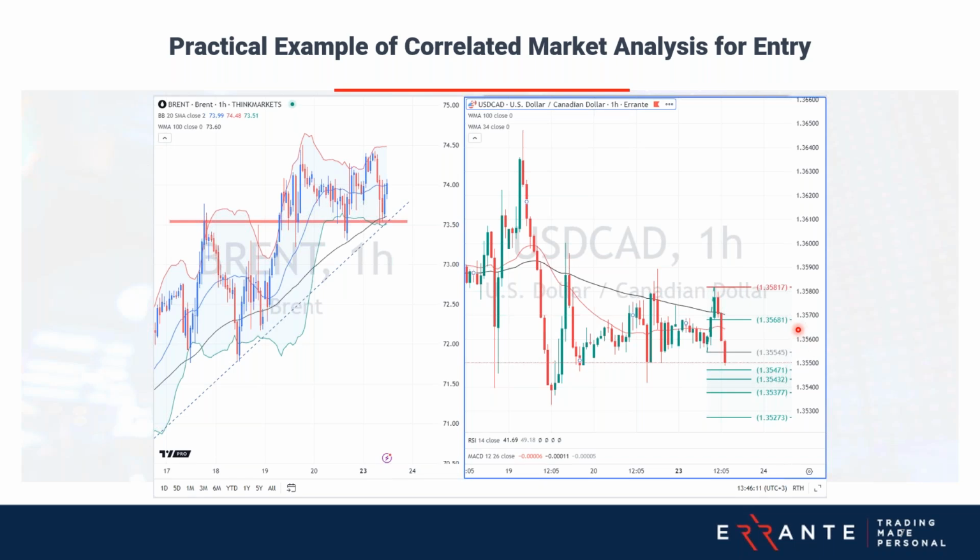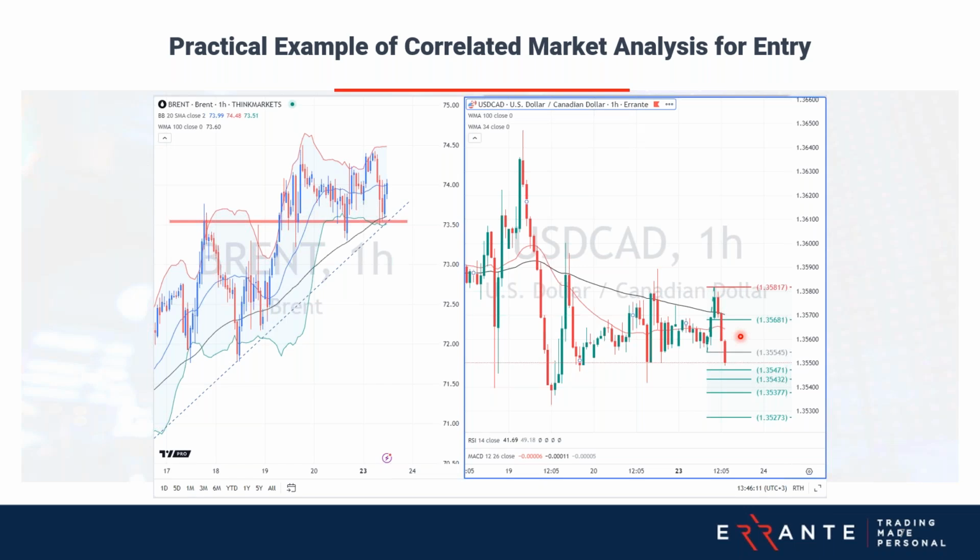And on the right chart, we have USD CAD. The trend of the USD CAD is almost in a range. You see the USD CAD has been trading lower after failing to break resistance at 1.3581 and has now dropped below 1.3555, indicating a weakening USD against CAD.